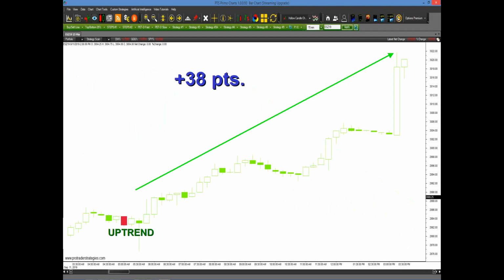And as you can see, in the next day, it went up 38 points. That's potentially $1,900 per contract. But you could have applied any strategy within that 38 points to go long.